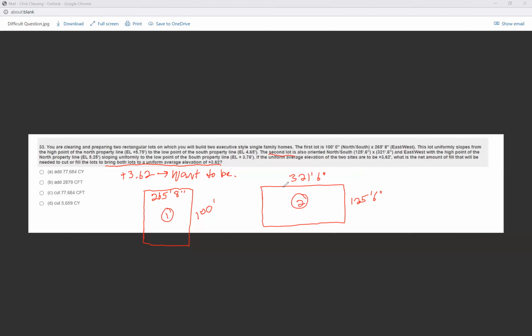Now we want to put in the elevations. It gives us our elevations at the north sides of the lots and at the south sides of the lots. And it's telling us they slope uniformly, which is important because now we can take the average elevation of the lot and then find the difference between the average elevation and where we want to be. We want to be here. So let's again write down the information. It's going to be helpful so we don't make any mistakes.